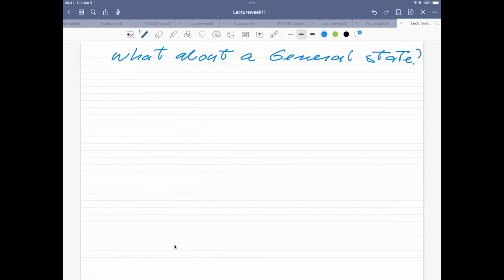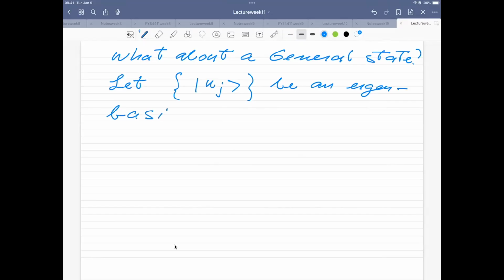So suppose now that we have an eigenbasis of U. So what we do now is that we let this basis u_j be an eigenbasis. Then we are going to use the spectral decomposition to express another state and another operator in terms of this eigenbasis. So we assume that this is an eigenbasis of U.